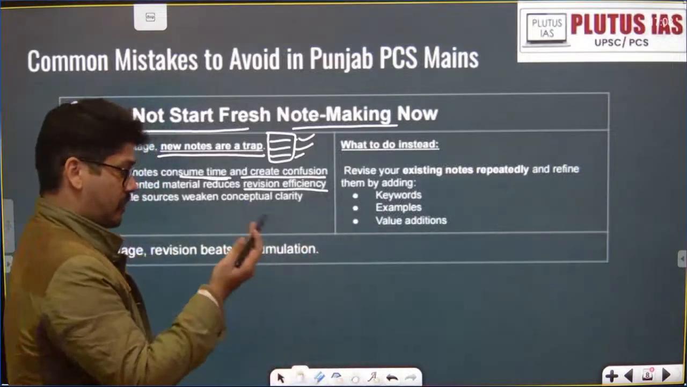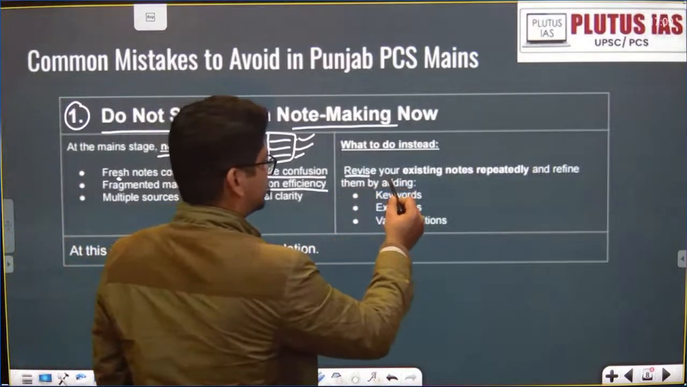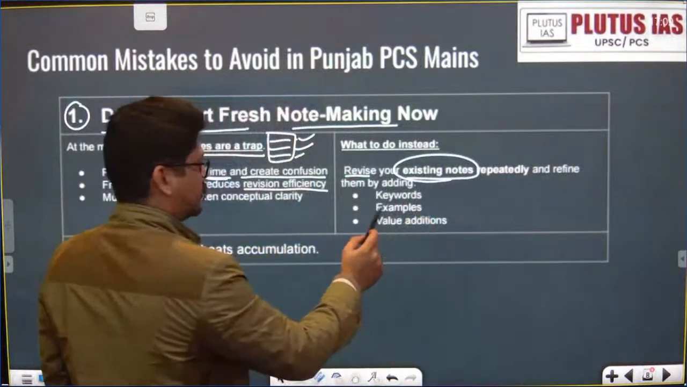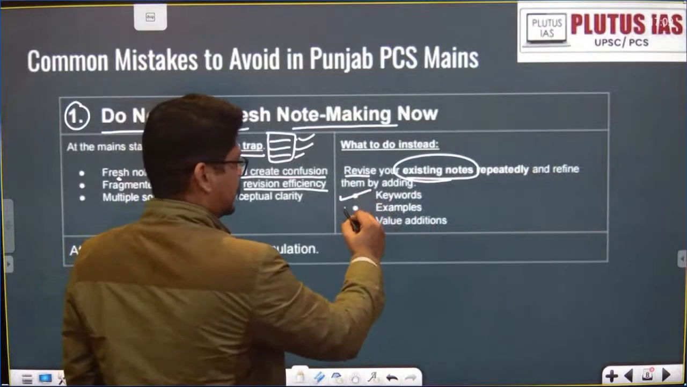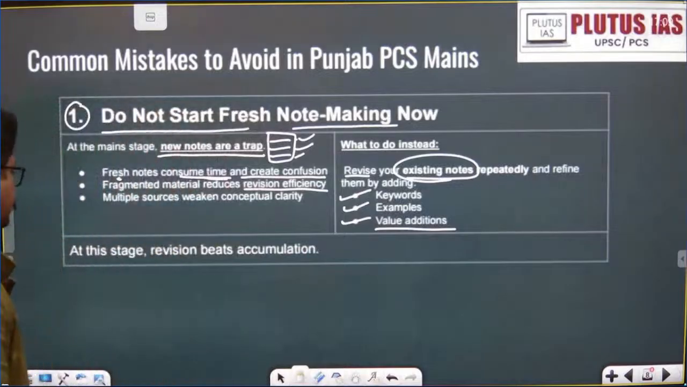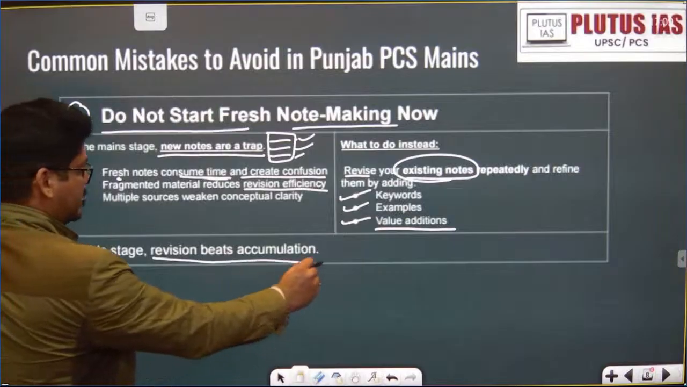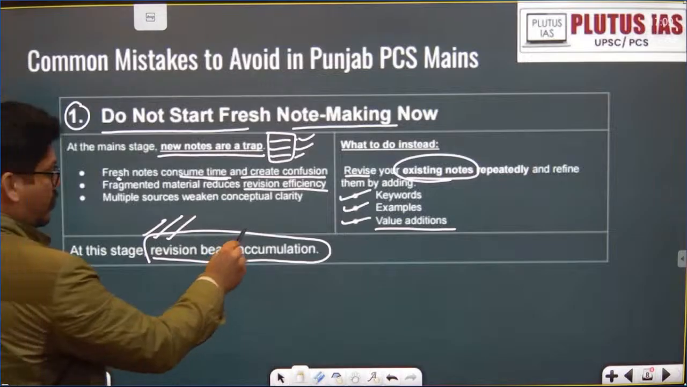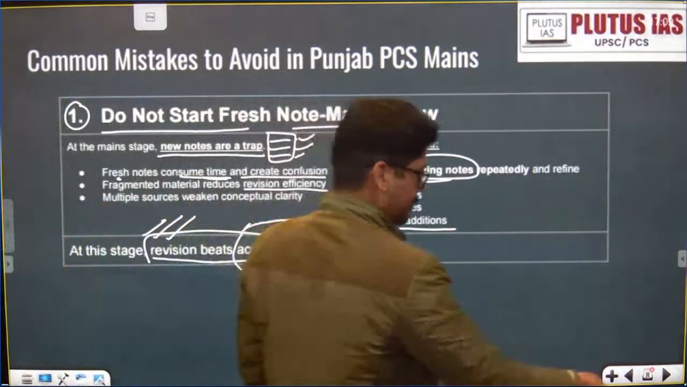So what to do instead? If not new note making, then what should be your plan B? Revise your existing notes, please. Revise your existing notes. Refine them by adding good keywords, examples, and value-added materials. Of course, PLUTUS IAS will provide you these value-added materials. Please note: revision beats accumulation. Revise, revise, revise as much as you can. Do not focus on accumulating notes from here and there at this stage, especially.